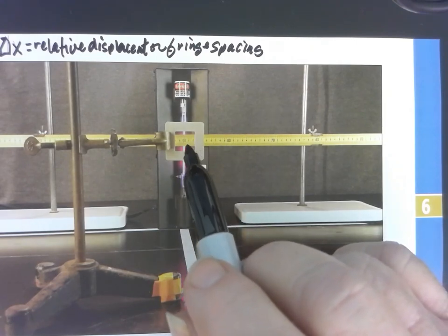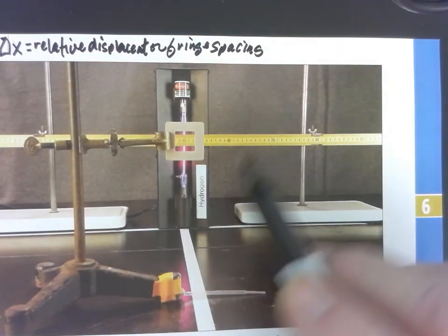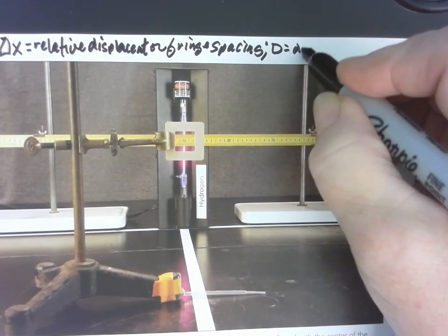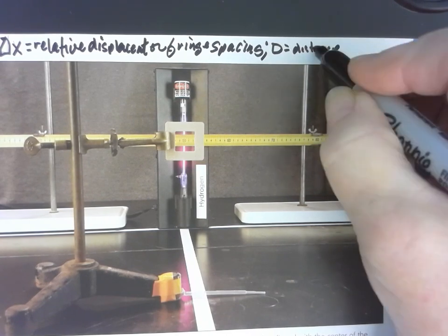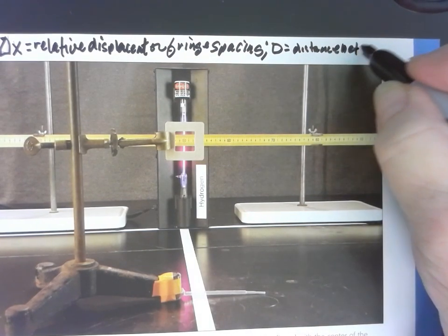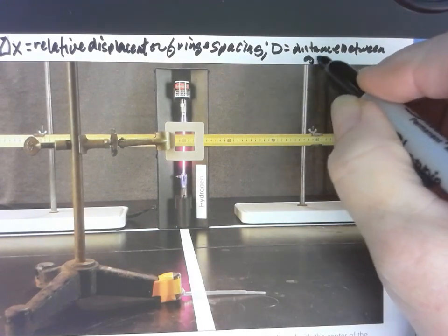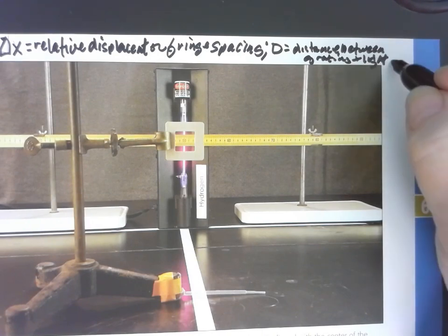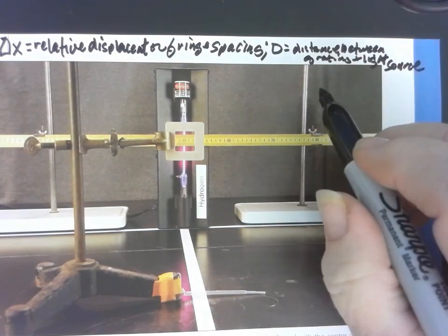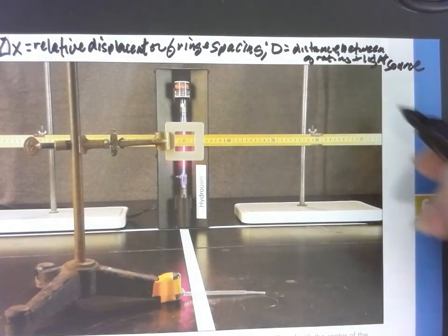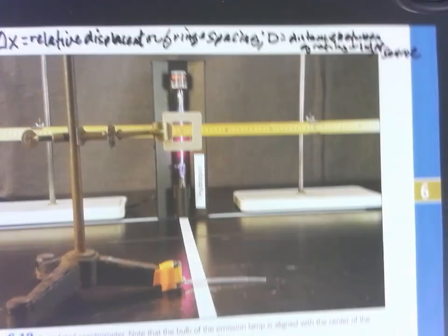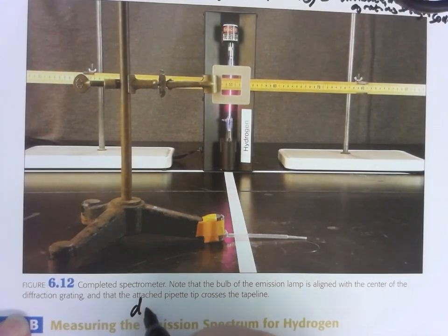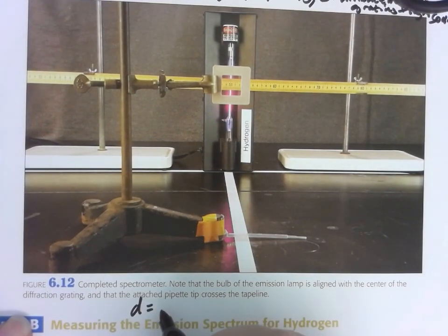Another symbol that we're going to be using is capital D, and capital D is the distance between the grating and the light source. So that's capital D. And then there's a little d. They make it a little bit complicated, but the little d is what's called the slit spacing.